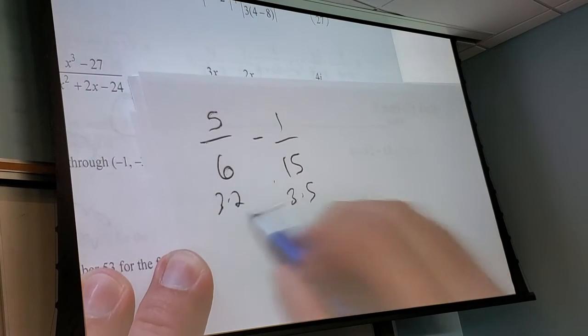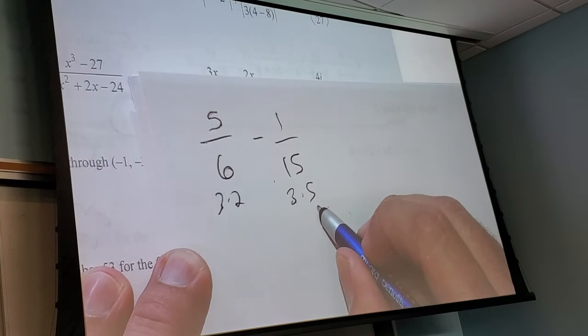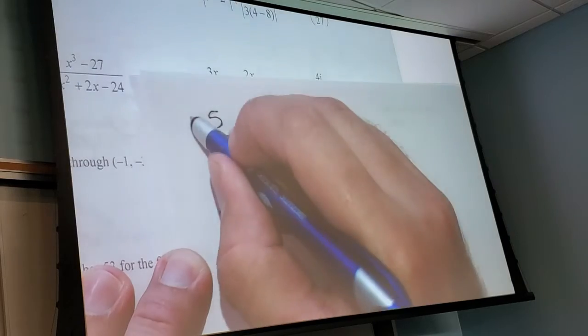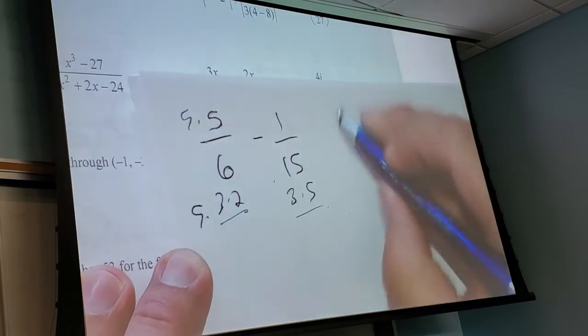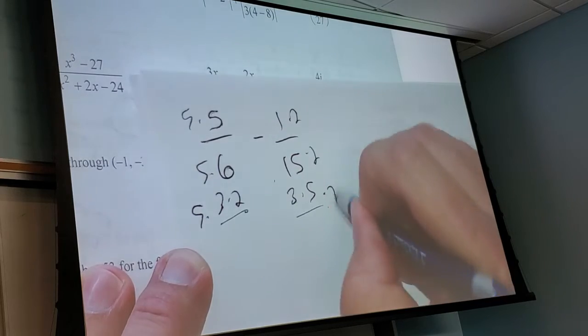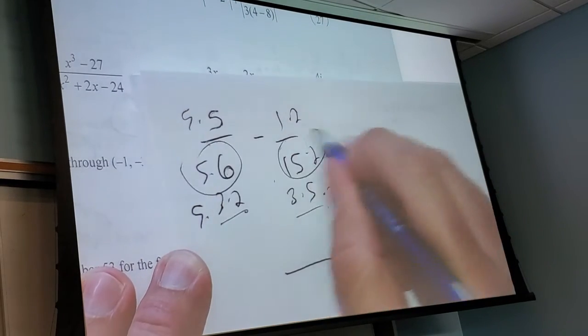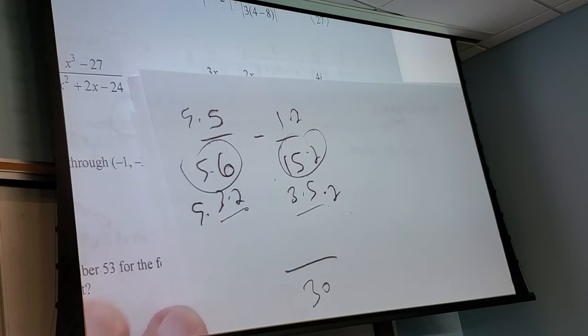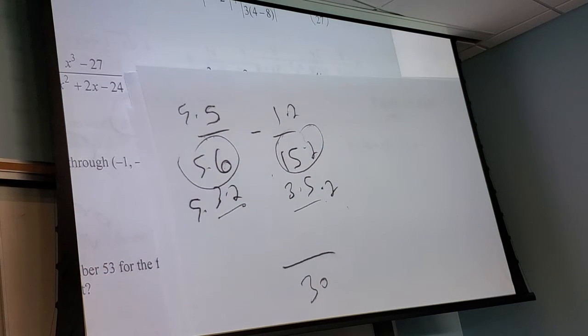What's the first guy missing that the second guy has? 5. Yeah, so 5. And what's the second guy missing that the first guy has? 2. Do you see how they both have a 30 now on the bottom? You guys with me? Isn't that cool? If the whole idea of LCD is to multiply them up to be the same thing, factor them first so you see what they already both have in common. And just give each of them what the other one has that they don't have.